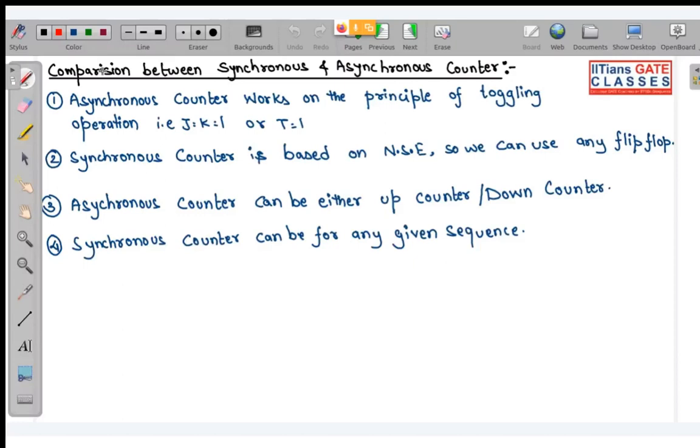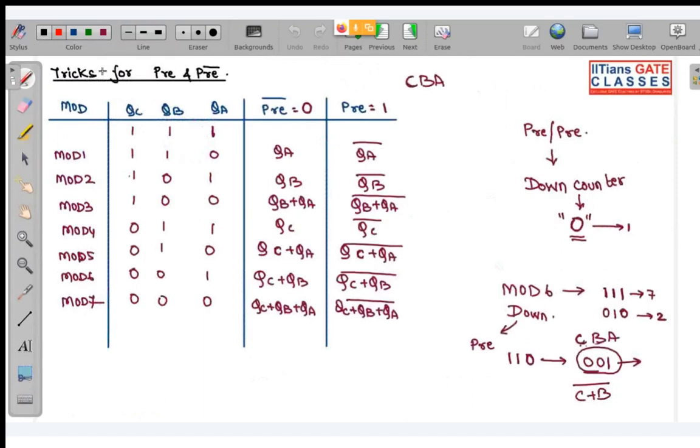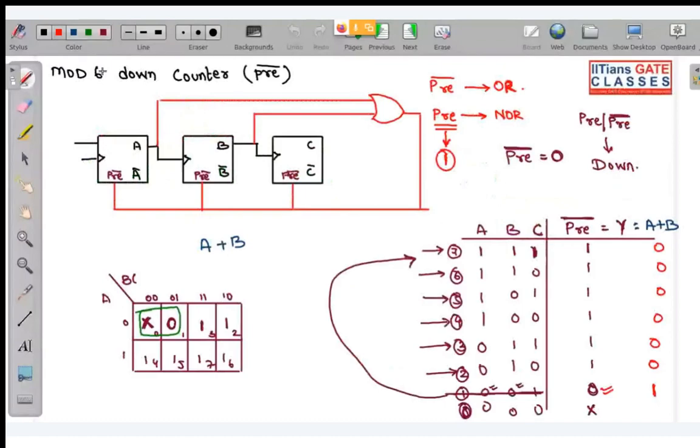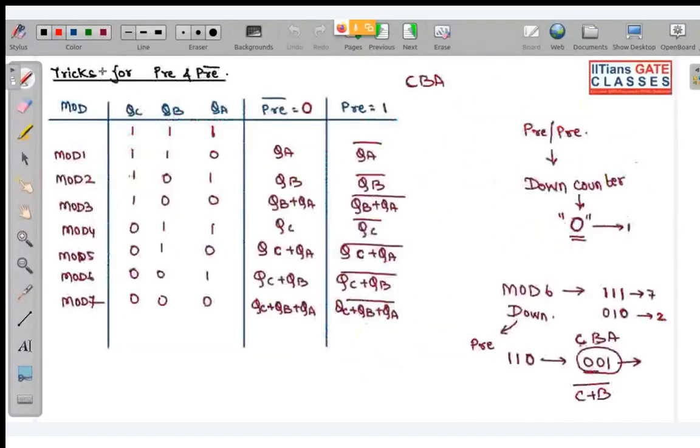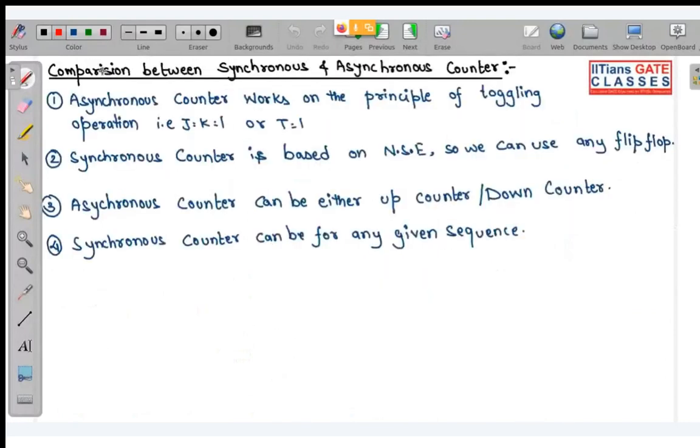Basically synchronous, clear, preset, as well as we have seen where we use preset bar, clear bar. Okay, all those things we have seen in the last class. So in today's session, we are going to see the difference between synchronous and asynchronous counter first. And then we are going to start with the decoding logic of your asynchronous counter. Okay, so let us begin then.